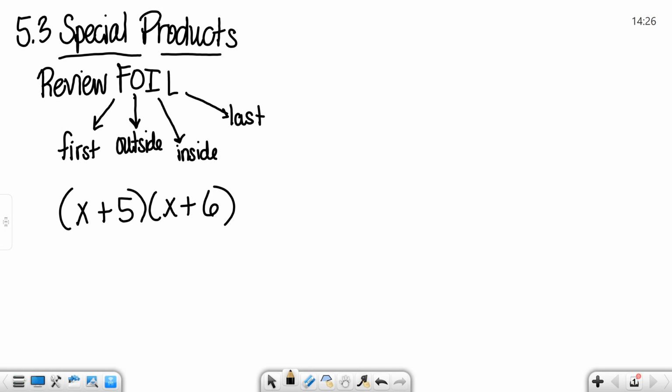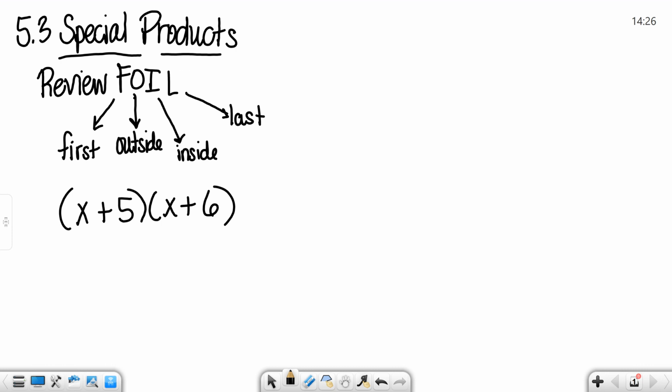All right, 5.3 for Math 100 is special products. So we did FOIL in section 5.2 when we were multiplying our polynomials. So let's just review FOIL and what that actually means.